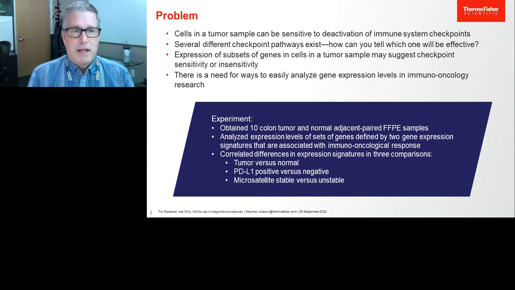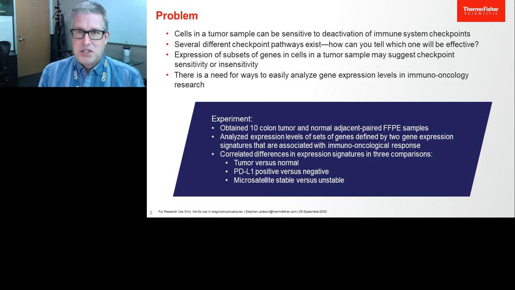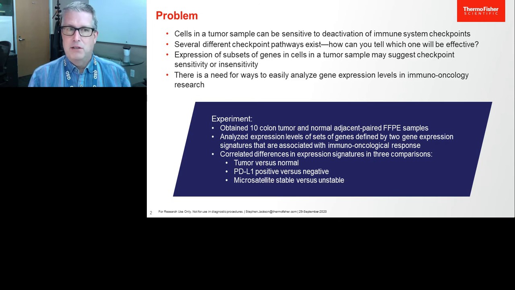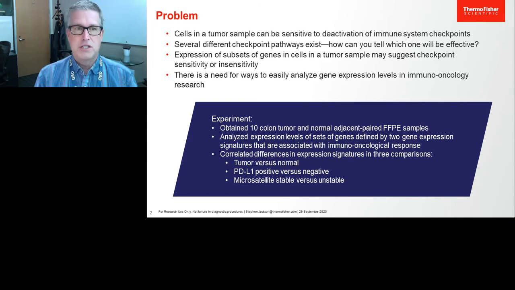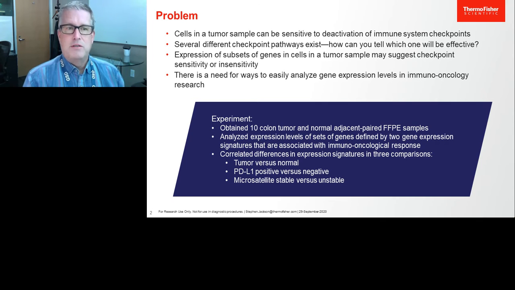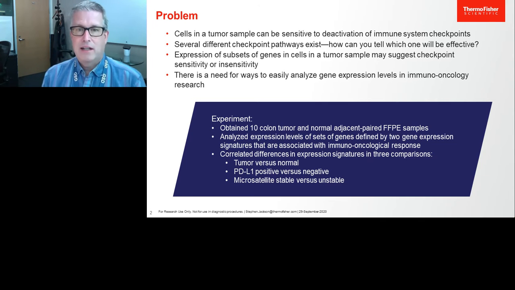One of the ways you can analyze this is by looking at the expression of subsets of genes in the tumor sample. And by looking at the subsets of these genes, you might be able to say which of these pathways might be effective in inhibiting growth of these tumor cells. Thus, there's a need to easily analyze gene expression levels in immuno-oncology research pathways.